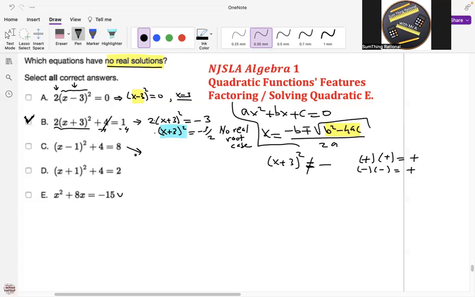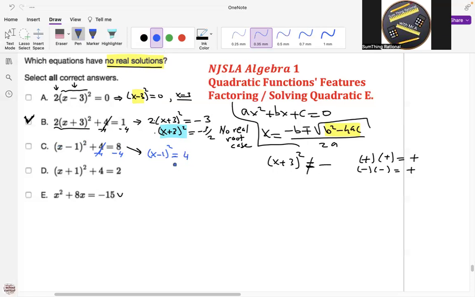What about C? The same method again. I want to make, let me write in a different color, I want to make (x minus 1) whole square alone. So negative 4, you subtract. They cancel out. (x minus 1) whole square is equal to what? (x minus 1) whole square is 8 minus 4, which is 4. Nice, we don't have a negative number here.